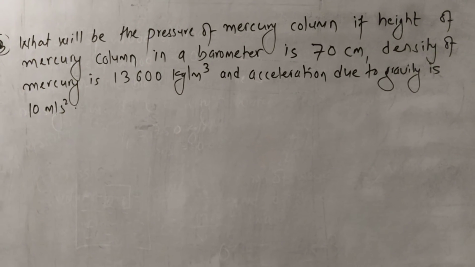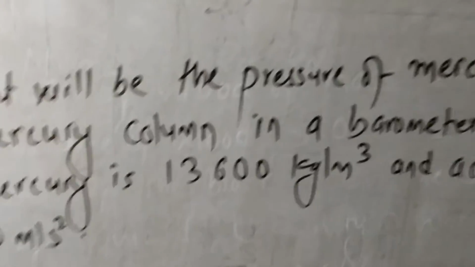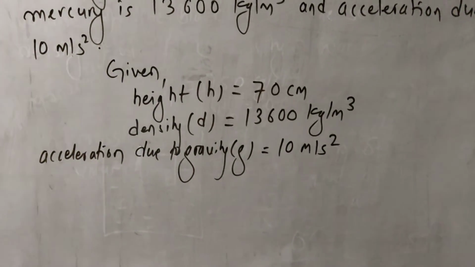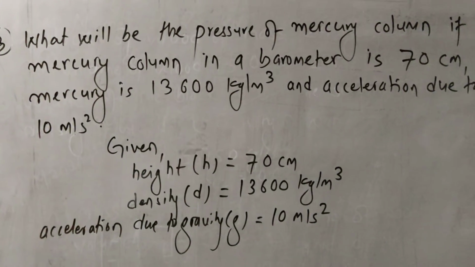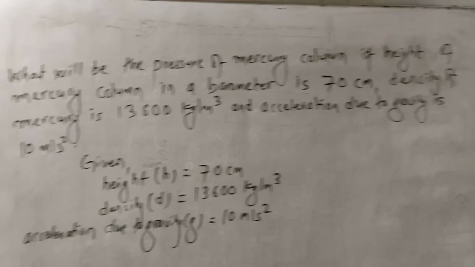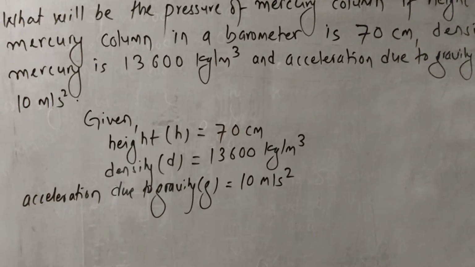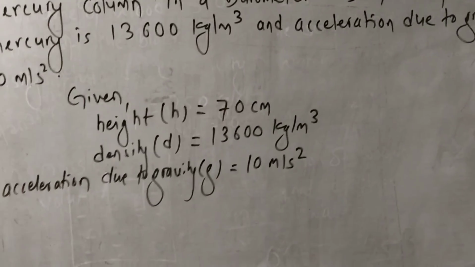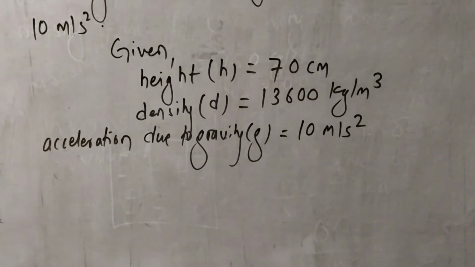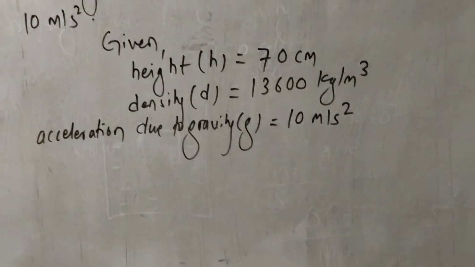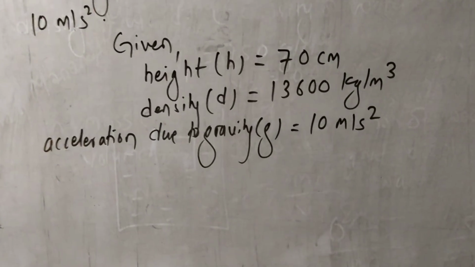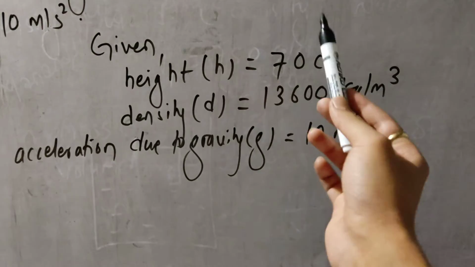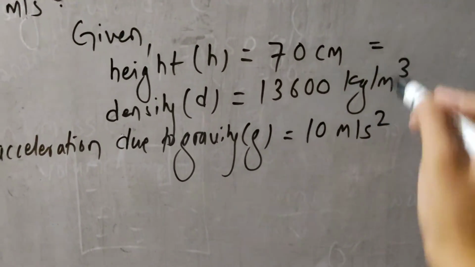Now let's write what is given at first. The height is given, 70 centimeter. Then the density is given, 13,600. Then acceleration due to gravity is given, 10 meter per second square. If we need to convert something into SI unit, then we have to convert that. We have to check whether everything in the given is in SI unit. Height is 70 centimeter, and we have to convert that centimeter into meter.